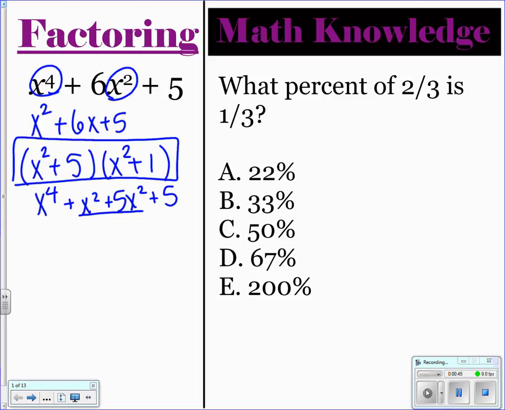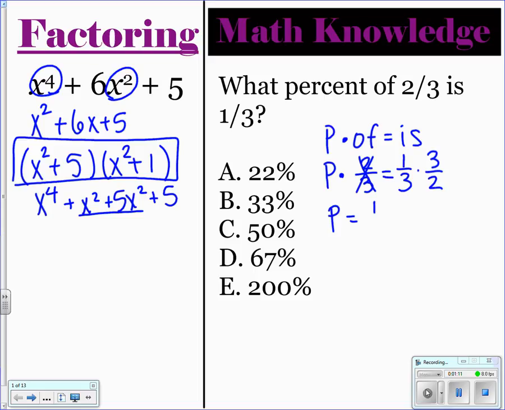For the math knowledge question, we have what percent of 2/3 is 1/3? Well, this is back from Algebra 2: a percent of something is something else. And so we don't know what our percentage is, but we know our "of" is 2/3 and our "is" is 1/3. Well, if you solve for your p, you would just multiply by the reciprocal of 3/2, which would give you 1/2. So your percentage is 50%. Half of 2/3 is 1/3.